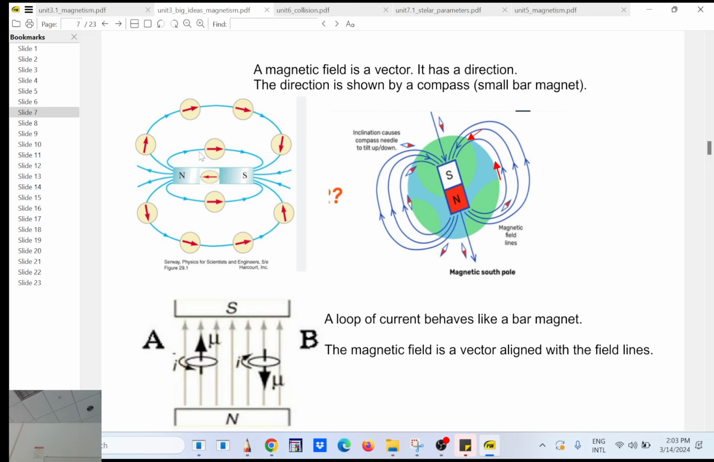Do you understand? So a loop of current behaves like a bar magnet. The current is flowing in this direction, the thumb is the north, and here is the south. If you have a magnetic field going from the top to the bottom, and you have a loop of current, it will rotate to show which way the magnetic field is flowing. It will align itself with the magnetic field. Very important for conceptual questions.